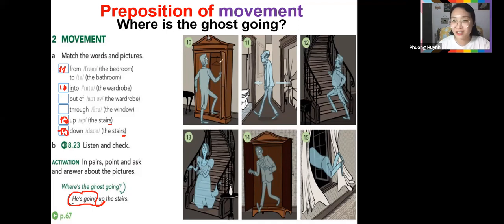Yeah, picture 14. You say, yeah, correct. So out of something. So he is going out of the wardrobe. Out of, remember. So you have the preposition of here. And lastly is definitely number 15. So we say go through. Đi xuyên qua, go through the window.